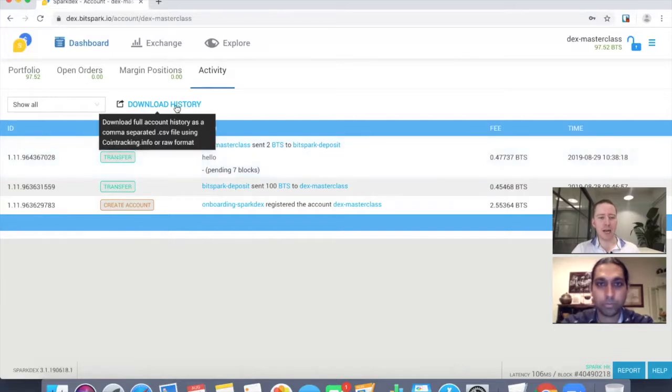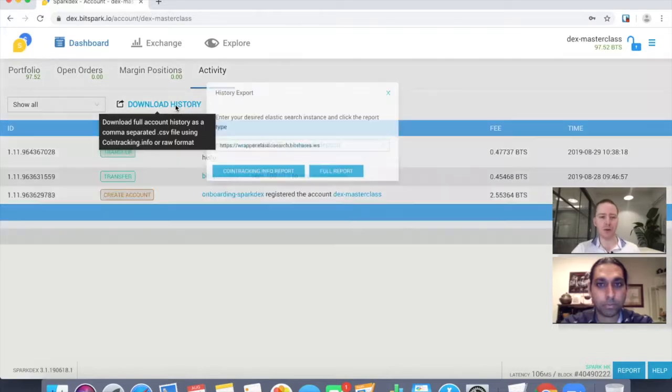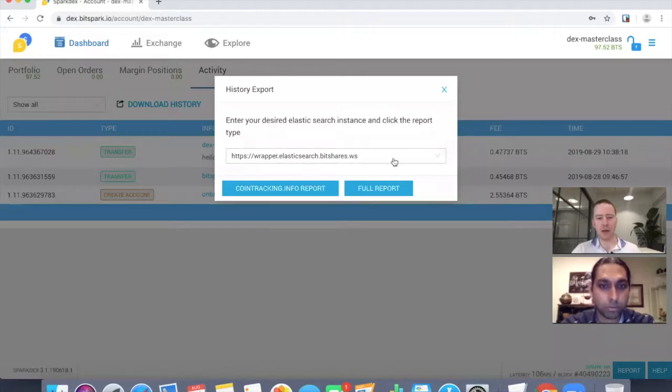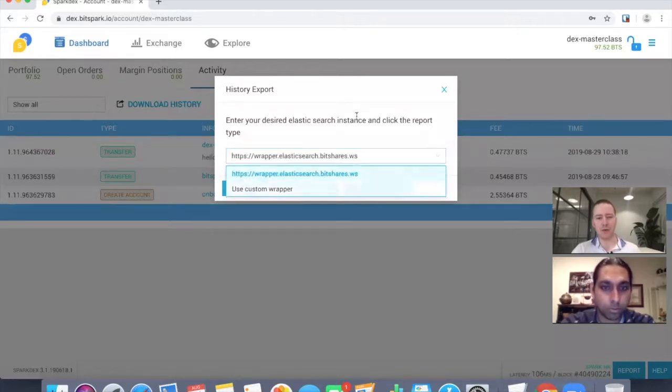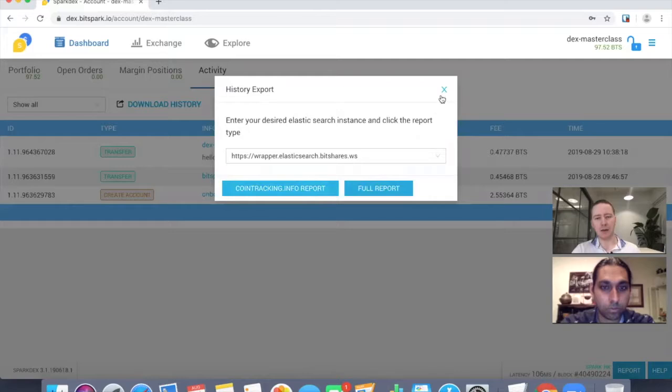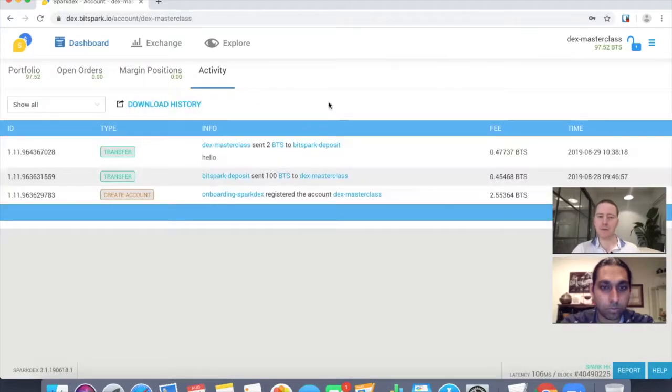You've also got the download history option here. Personally, I find this very interesting for us, because we're power users. We're trading a lot, and we need to keep track of stuff for accounting. So the download history option is very, very good, and you can get your information in a CSV or an Excel spreadsheet. So that makes sense as well.